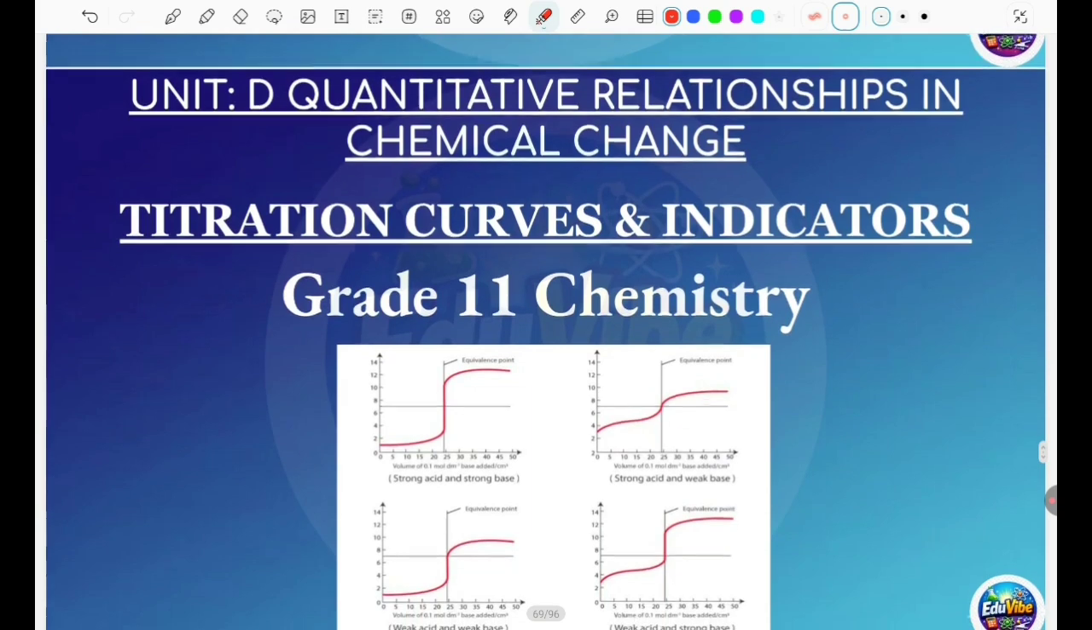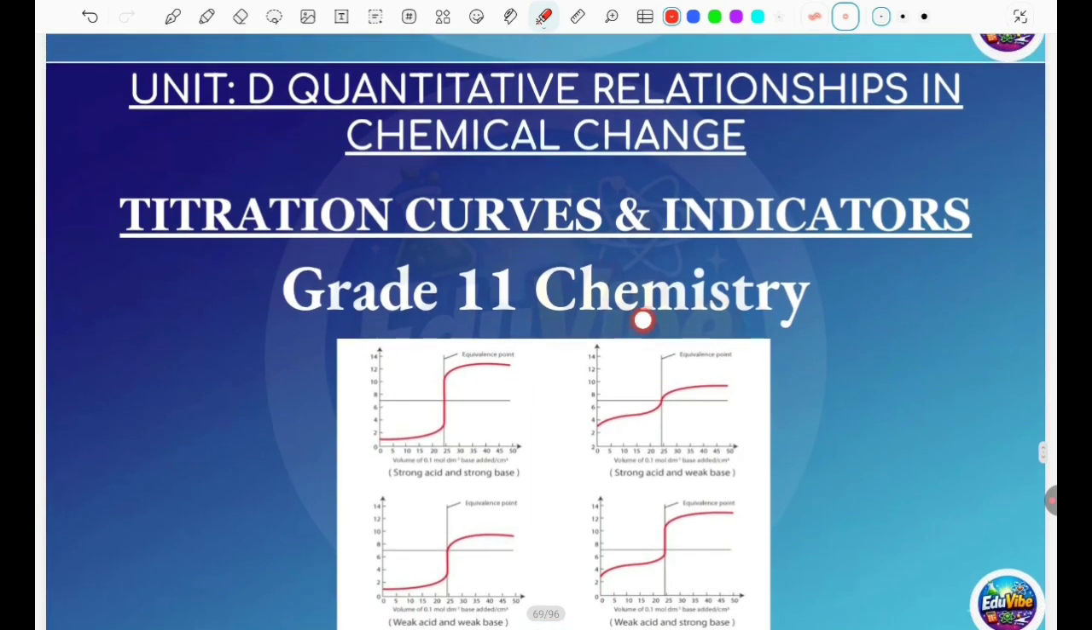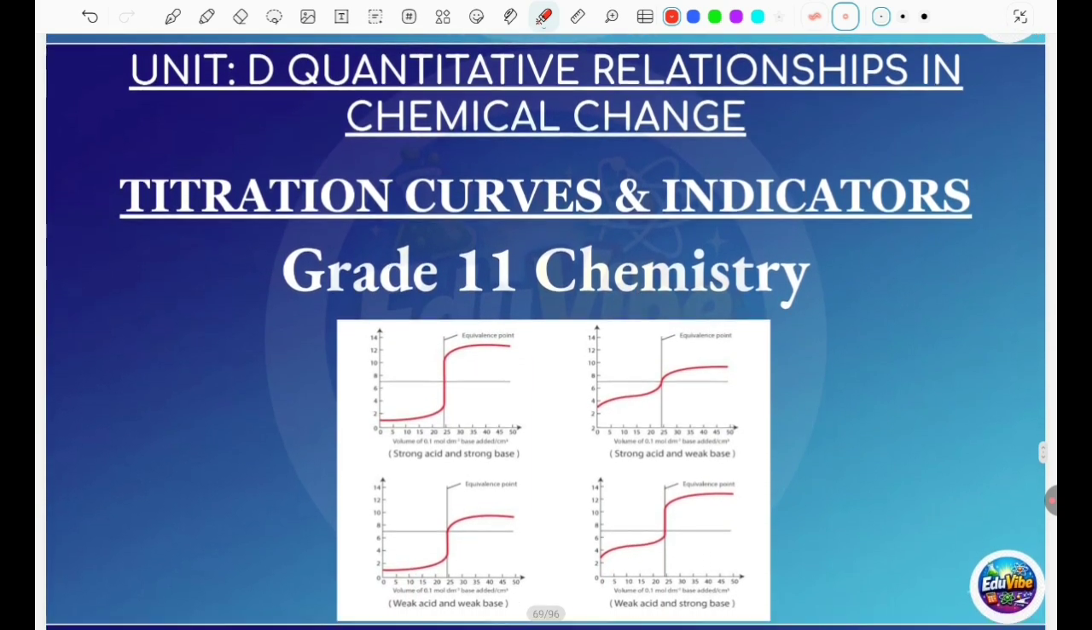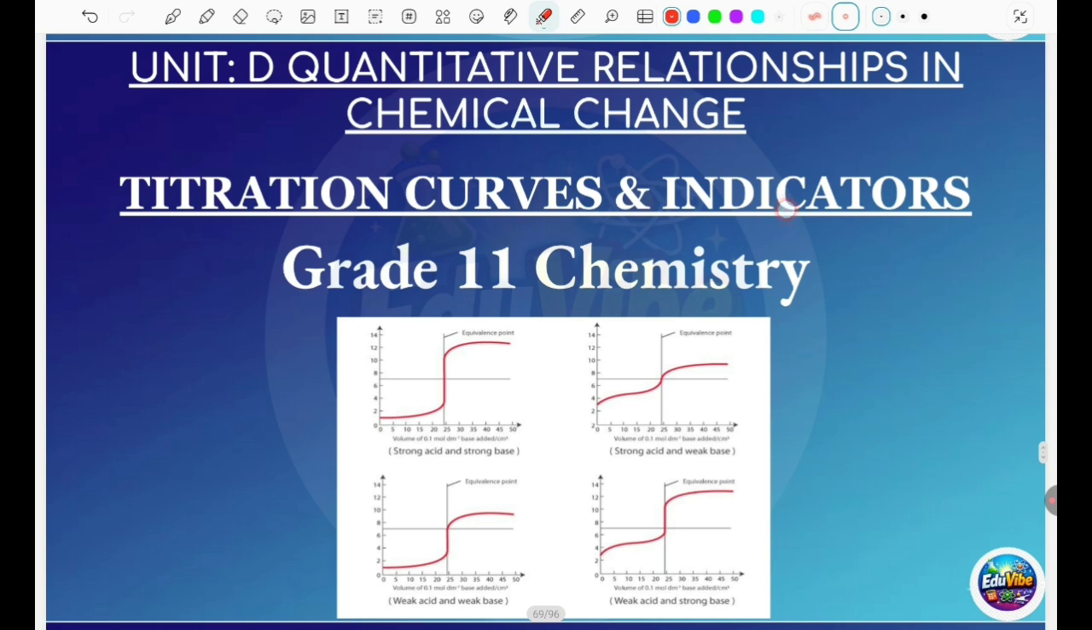In today's lesson, we're doing the last topic of Unit D, grade 11 chemistry, and after that we complete that unit. It is titration curves and indicators. This is a very short topic, and the main topic we do in grade 12. This is just the introduction of it.